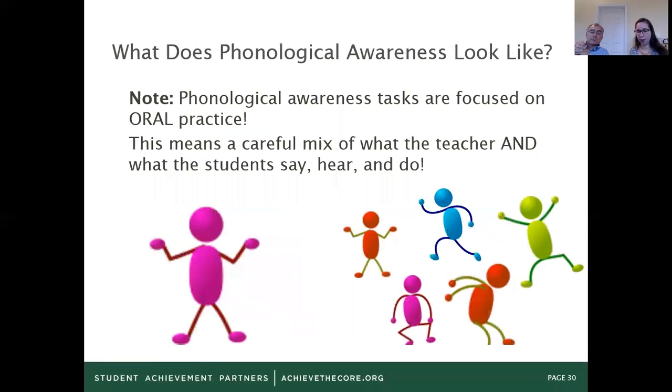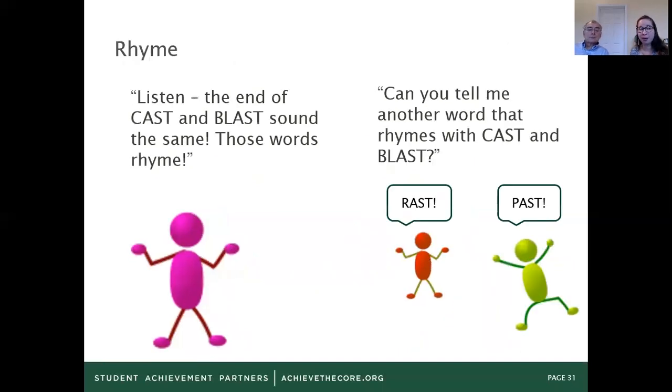So continuing to think about what this looks like in instruction, one of the most important things is, with these tasks being oral, we want to make sure that there's a mix of what the teacher is saying and doing and what the students are saying, hearing and doing. And often when we think of instructional time, we make the mistake of thinking that instruction is what the teacher is saying. We want to make sure that we're also looking at the part of instruction that's what the children are doing. So just some examples, starting with an example in rhyme.